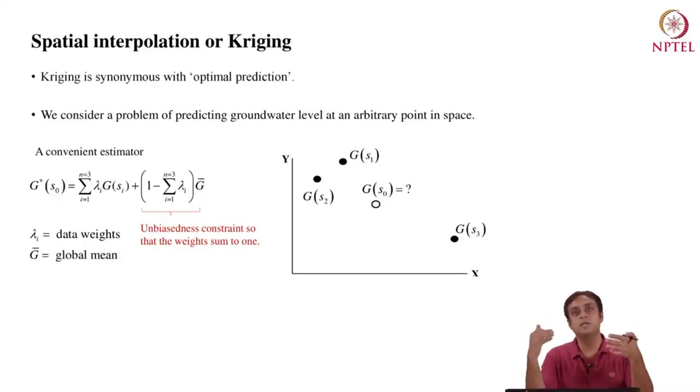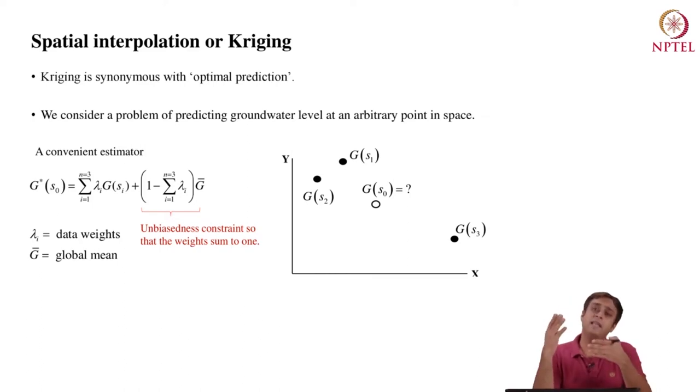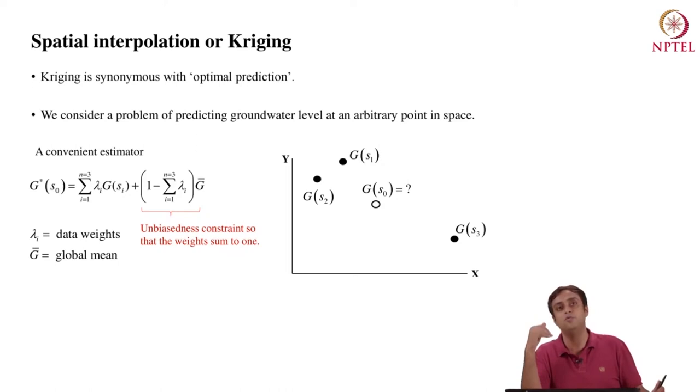Okay, a convenient estimator is basically a weighted sum of these available values, right? If there was no spatial dependence and I was working with some series of data with no dependence, then G(S0) is just G(S1) multiplied by 1/3 plus G(S2) multiplied by 1/3 plus G(S3) multiplied by 1/3. That is to say, I have these weights: lambda 1 equals 1/3, lambda 2 equals 1/3, and lambda 3 equals 1/3, being multiplied to each of the observed values and then summed together so that I get my value, a prediction for the unknown value, right?